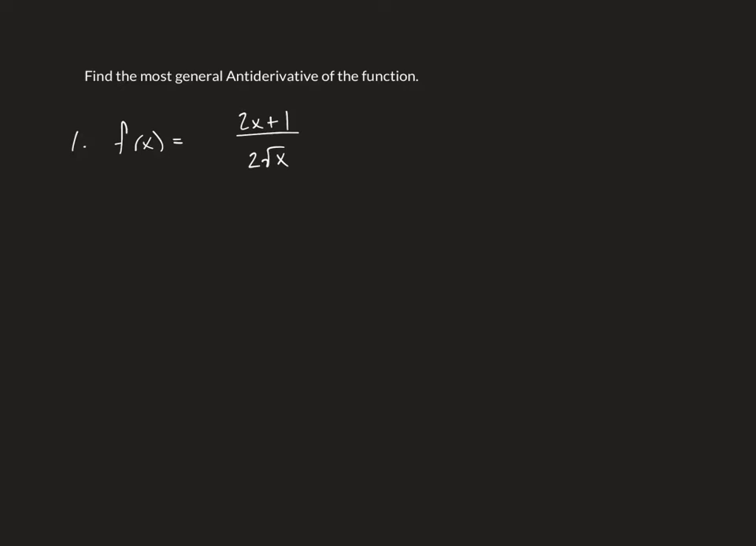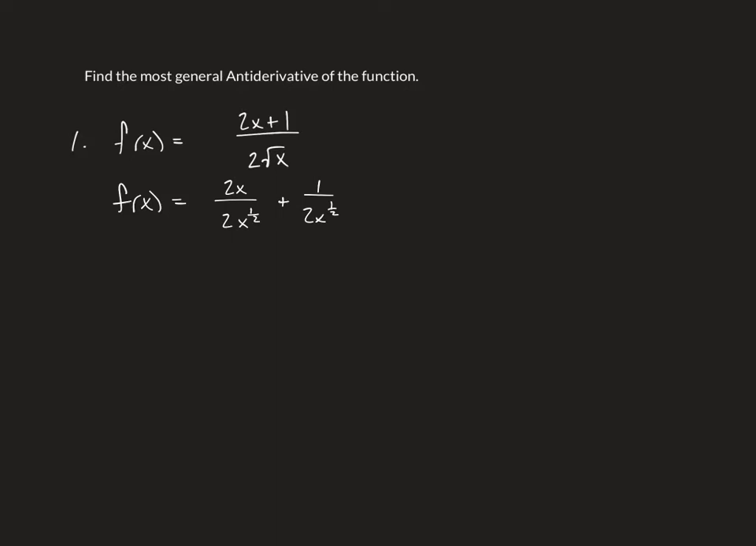So you should try to do this one on your own, and I think you probably can do this one on your own. It's very similar to some of the other examples. And again, the skill here that you're going to want to apply is take this fraction and turn it into 2 separate fractions. Okay, so when I take the antiderivative, I'm going to want to look at it like this first: 2x over 2 times x to the 1/2, plus 1 over 2 times x to the 1/2.